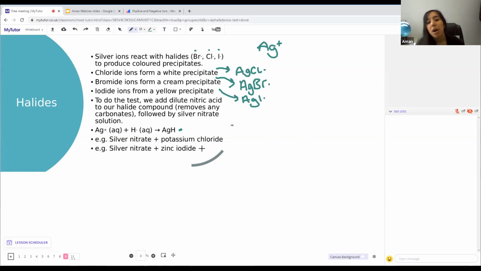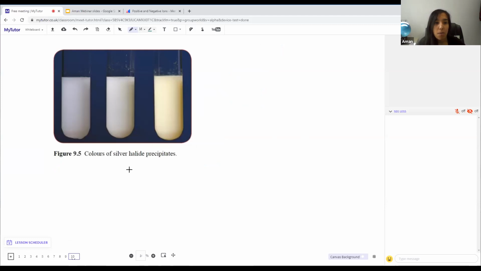Before we have a go at writing some of the equations for those reactions, I'll just show you the colours. How I tend to remember this is it's a bit like a continuation. On the periodic table, the order is chlorine, bromine, iodine. If we look at these colours from left to right, this is the white of chlorine. This is cream here, between the white and the yellow, so bromine. And this is the yellow of iodine. So if you think about it as a continuation, it might help you to remember it.